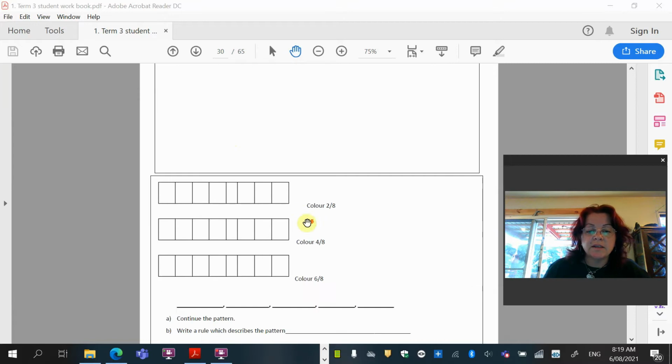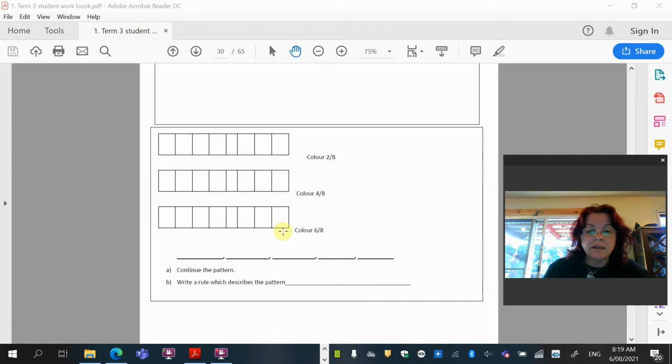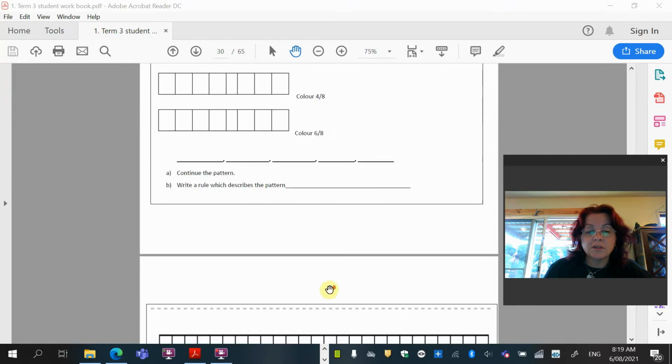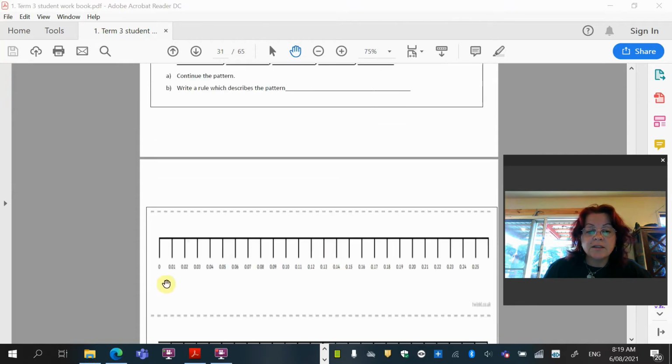Going on to this one, now this you should do very easily. 2/8, 4/8, 6/8. So you're going to continue that pattern there, and then you're going to write what the rule is that describes it. Now this is just showing decimal numbers on a number line, so you can see, and notice it's going backwards.